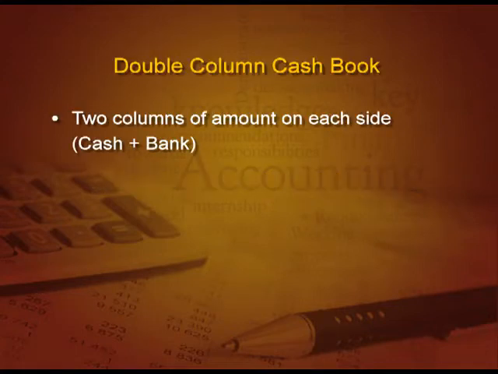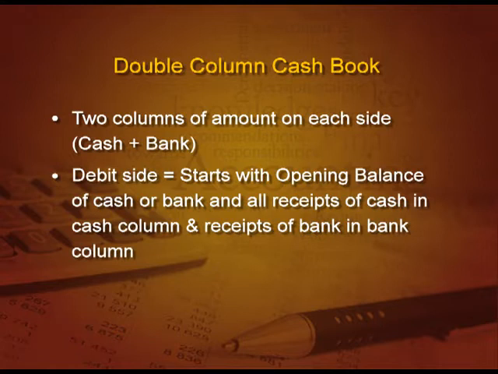There are two columns, as the name suggests, double column. There are two columns, one of cash and one of bank. Debit side starts with opening balance of both now, because there are two columns. So, cash as well as bank, and then all the receipts of cash in cash column and the receipts of bank in bank column. Similar treatment for the credit side also.